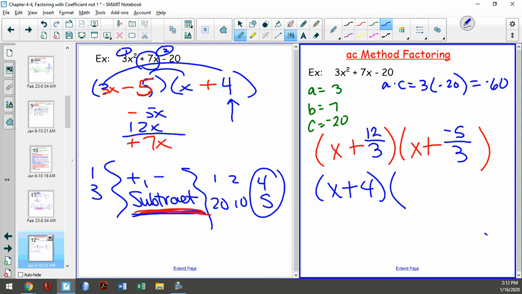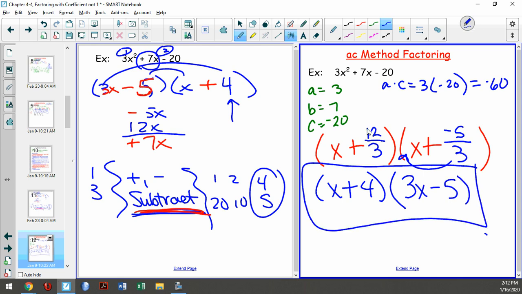Parenthesis, can I reduce negative 5/3? No, so this 3 goes out in front. 3x minus a 5. Do we see that that's exactly the same concept? Yes or no? Let's do it again.